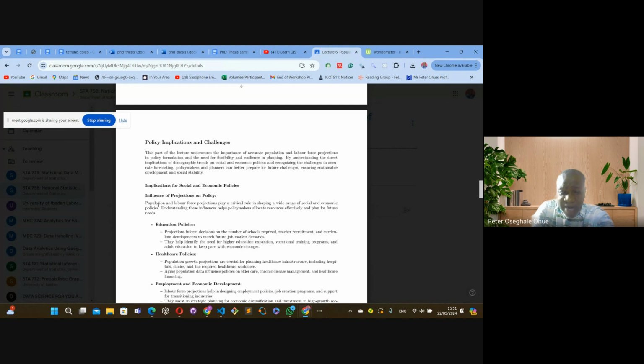When we understand our population and we project on the labor force, it can shape a wide range of social and economic policies. So no government will come and put up a policy without understanding the dynamics. So we suffer in this country and in some countries that are like ours because we have not done the proper thing before we come up with policies. So moving forward, we expect government to look at things like having a good database, because that's the starting point. It's a shame for us not to have had a population census for only God knows how many years. So understanding these influences helps policymakers allocate resources effectively and plan for future needs.